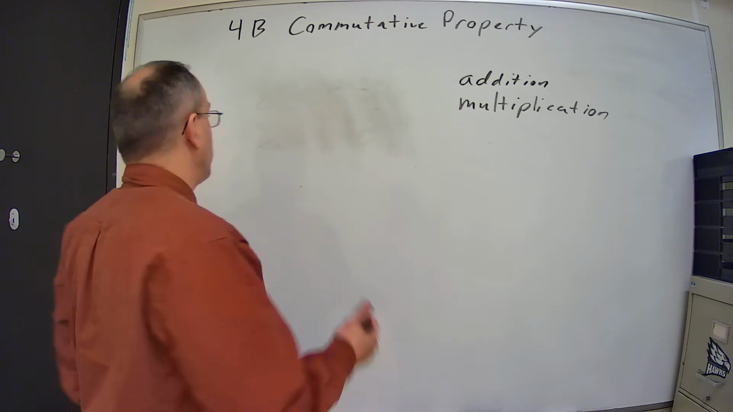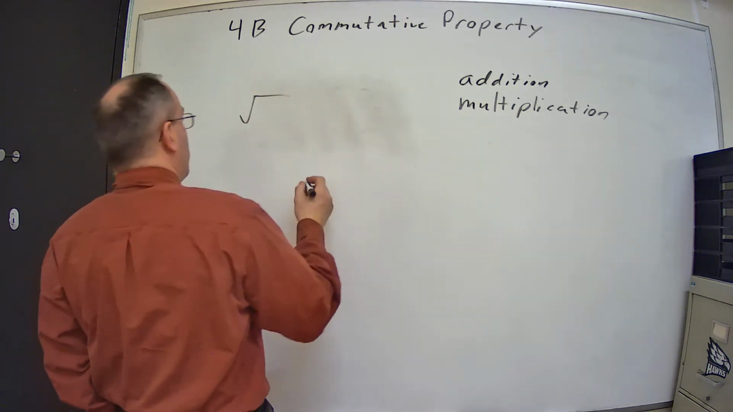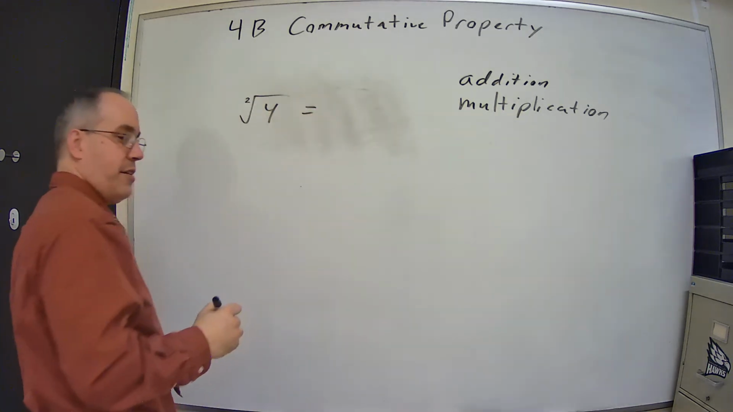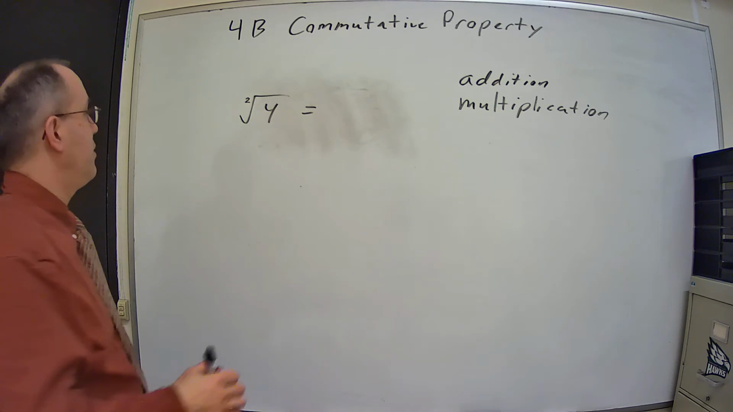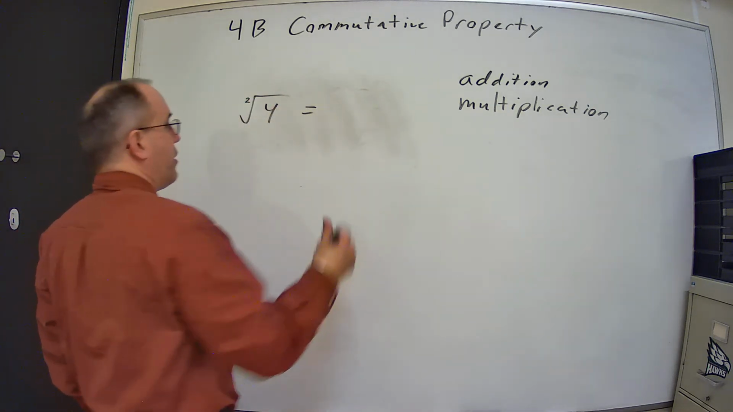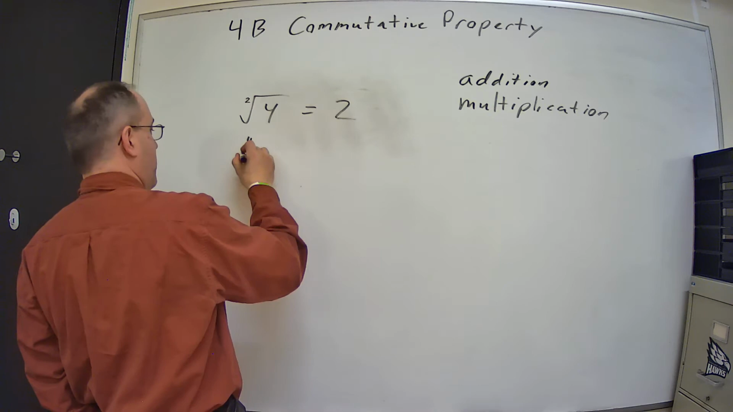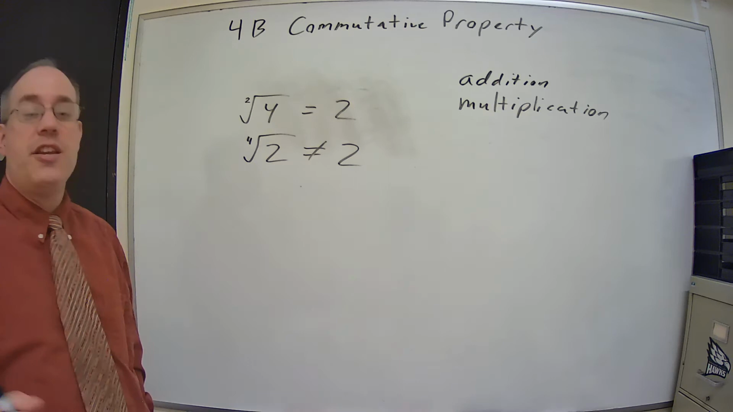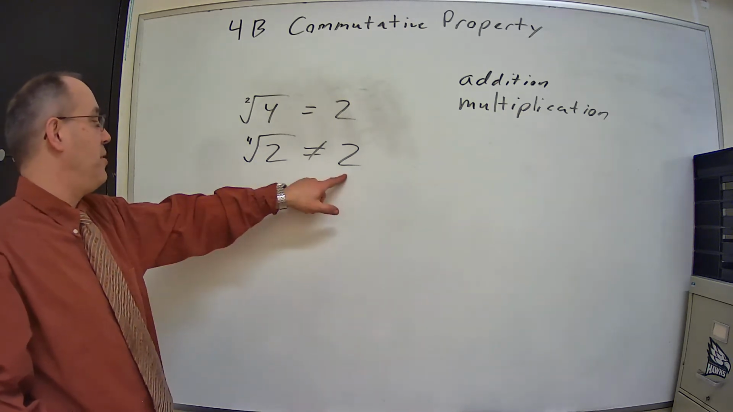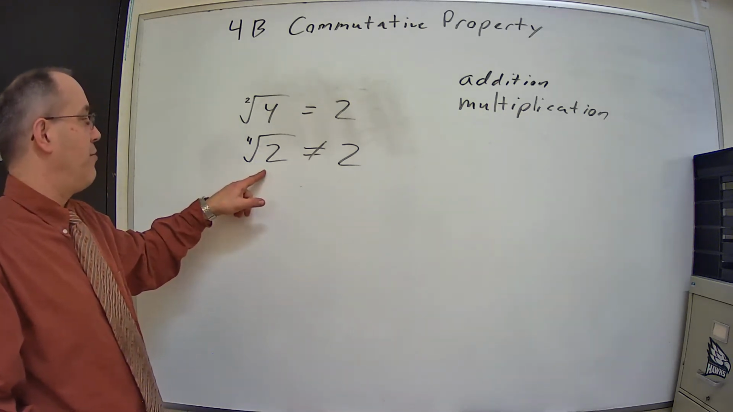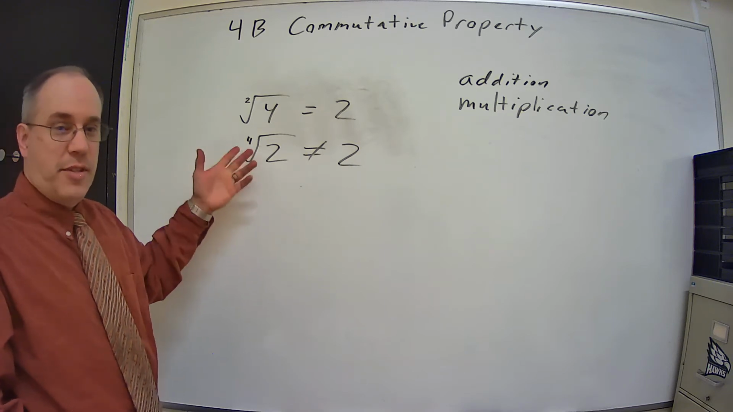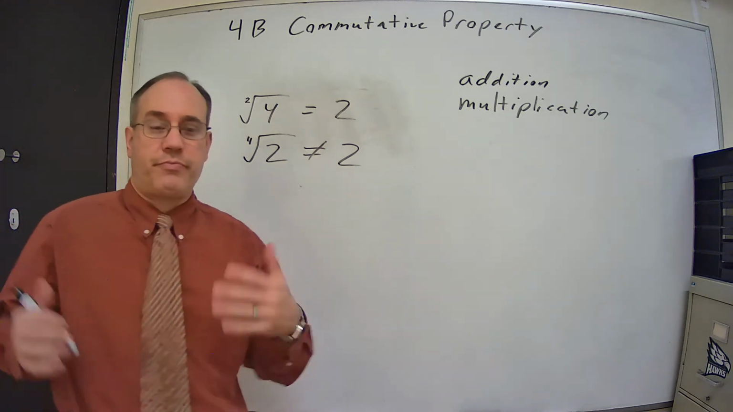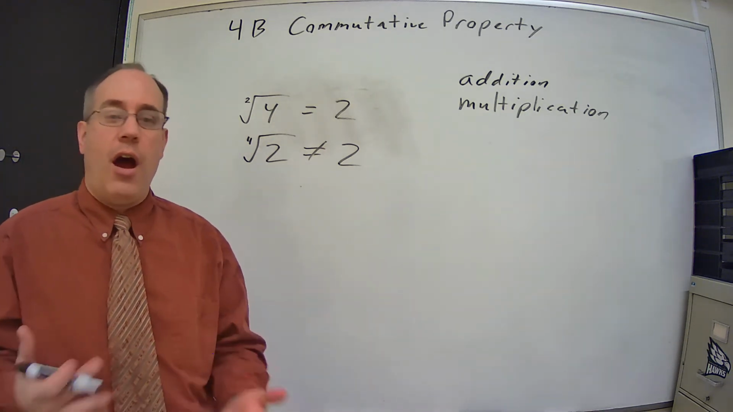Let's try radicals. The square root of 4, and remember that's the index of 2, is equal to 2. The fourth root of 2, I'm just going to make that really simple and say it's not equal to 2. Because what number, if you take 4 of them and multiply together, do you get 2? It's going to be something a little over 1. So that is not equal to 2. So radicals, square roots, etc. are not commutative.